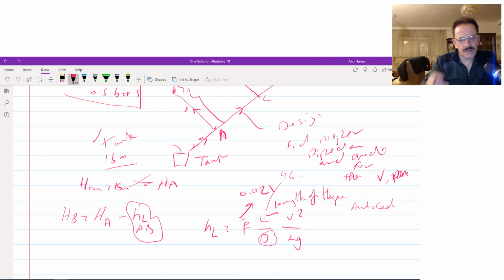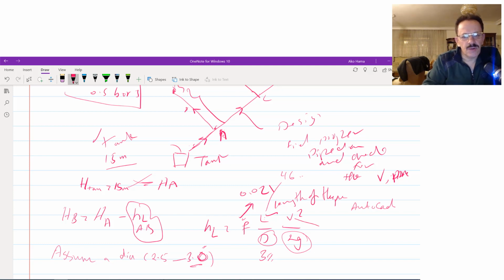The D is the diameter. You have to assume a diameter for this pipe, and usually it will start from 2.5 inch to 3.5 inch. I think it's better to start with a 3 inch pipe diameter, and what is left, 2G is 2 times 9.81. What's left for us is the velocity.